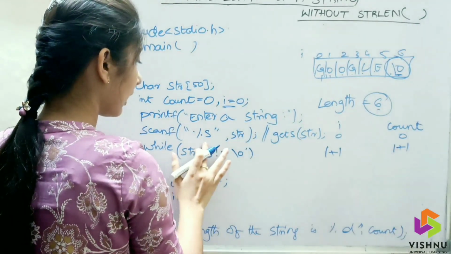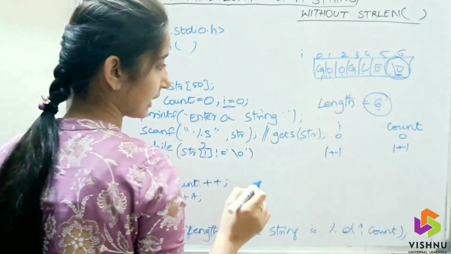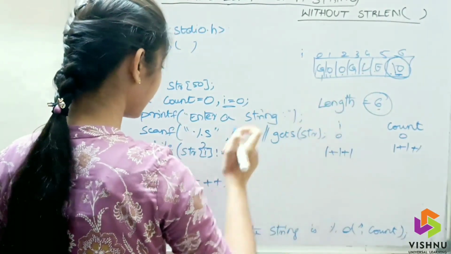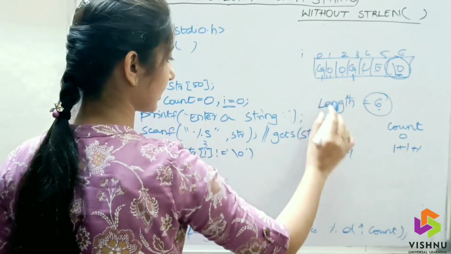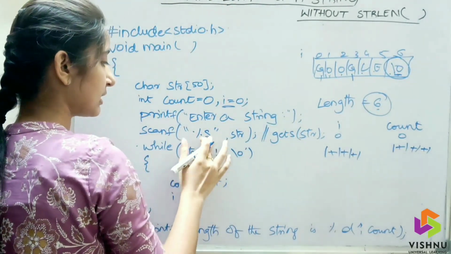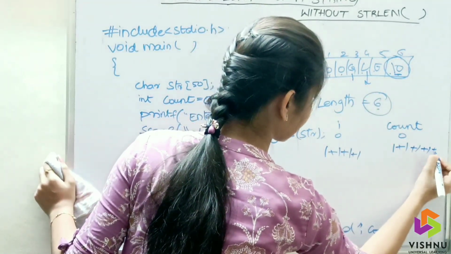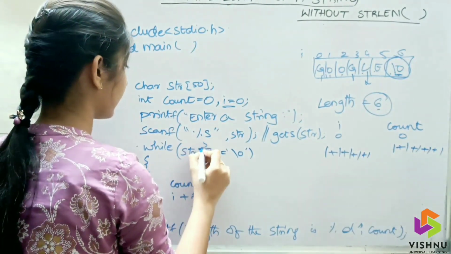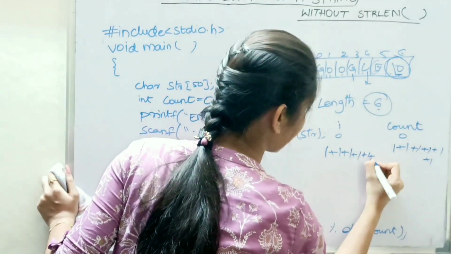Again, now i is 2, right? Here this O is also not equal to the null character. Again, count plus plus, i plus plus. Again, when i becomes 3, this G is also not equal to the null character. So again, count plus plus and i plus plus. Again, when i is 4, we have L here. This L is also not equal to the null character. Again, i plus plus and count plus plus. When it is 5, E, this E is also not equal to the null character. So again count plus plus and i plus plus.